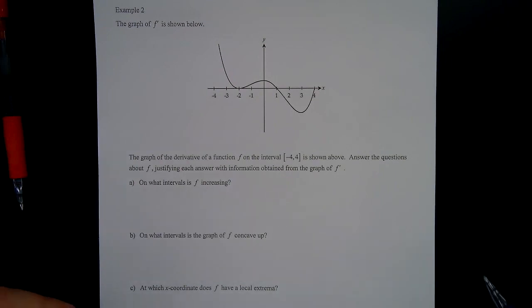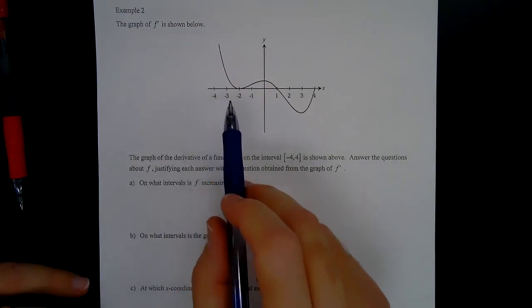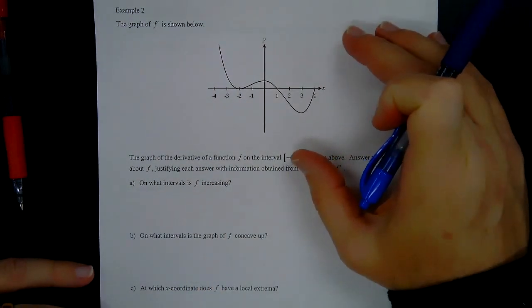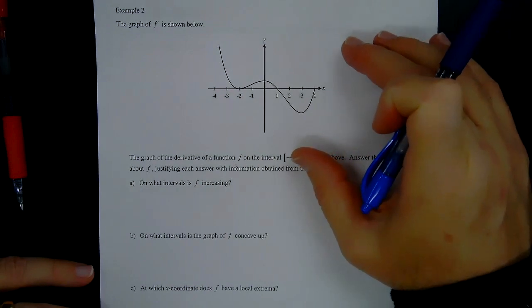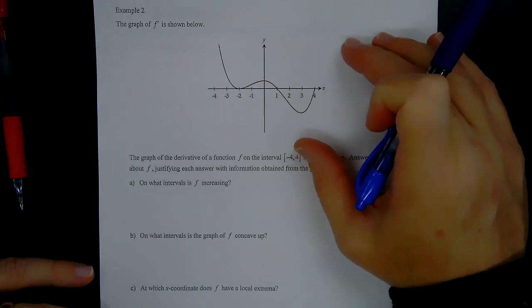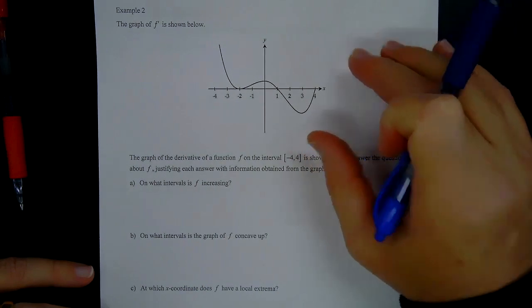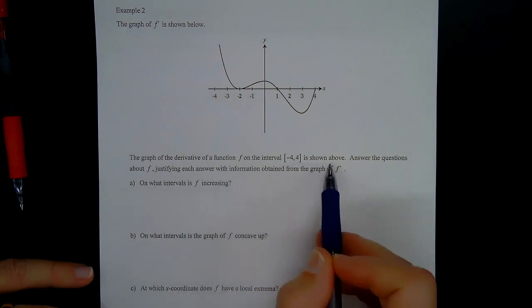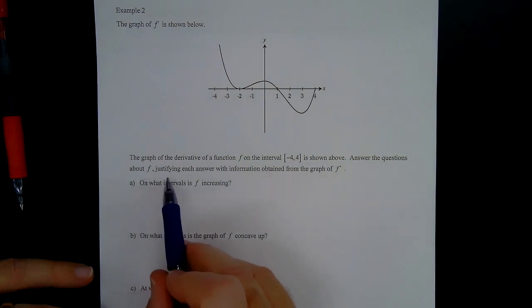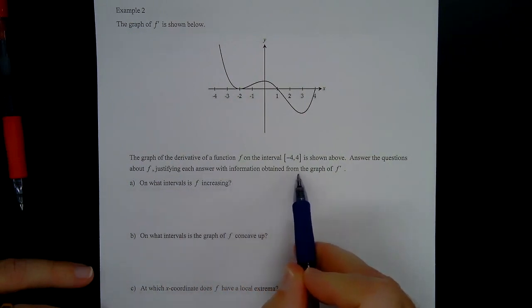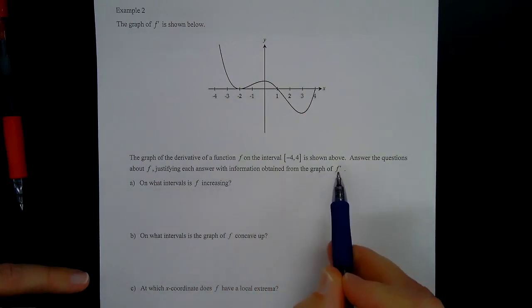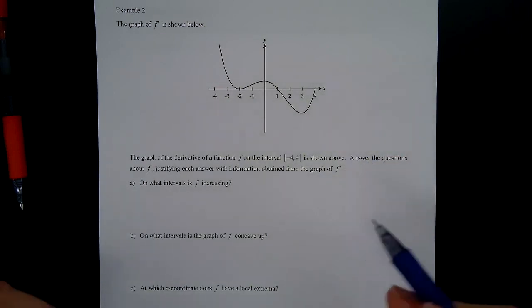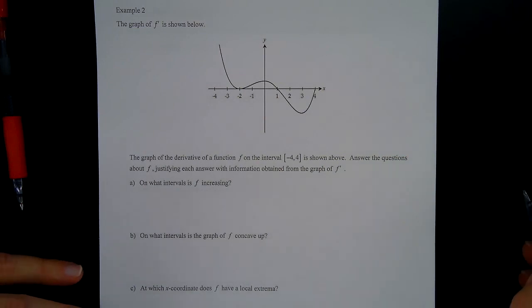Okay, so for this next example, the graph of f prime is shown below. We need to realize this is not the graph of f, but the graph of f prime. So the graph of the derivative of the function f on the interval -4 to 4 is shown above. Answer the questions about f, justifying each answer with information obtained from the graph of f prime. So all of our justifications have to come from explaining f prime.